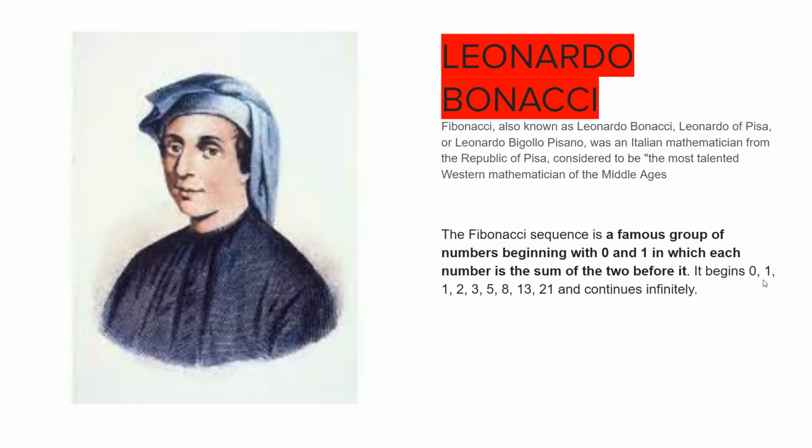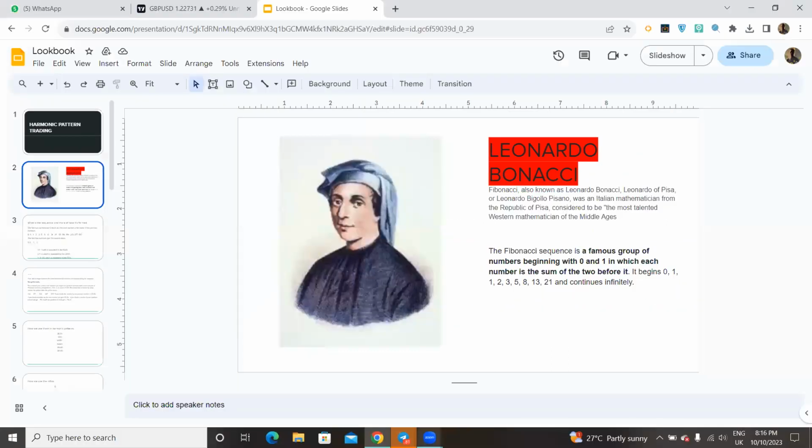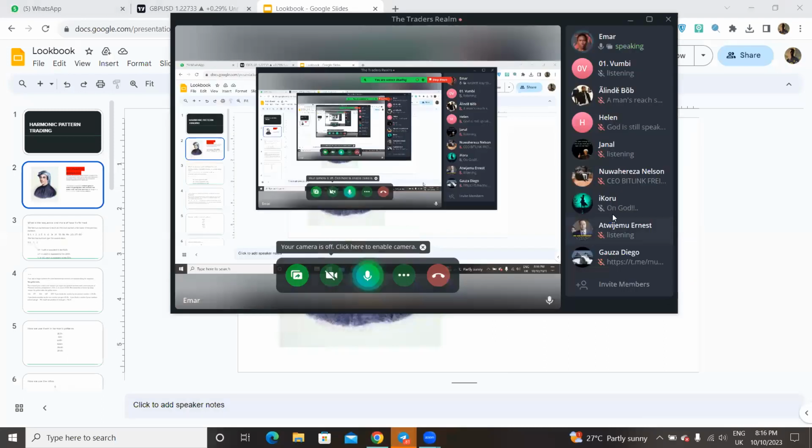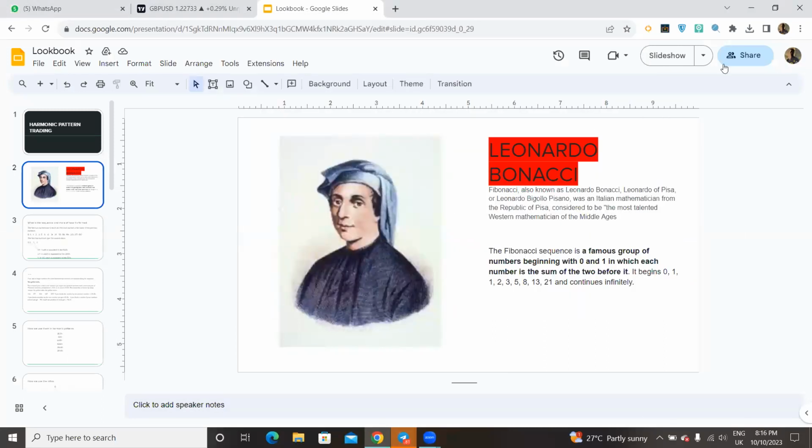If you get this 0 plus a 1, you get a 1. You get a 1 plus a 1, you get a 2. You get a 1 plus 2, you get 3. 2 plus 3, 5. 3 plus 5, you get 8. 8 plus 5 is 13. 13 plus 8 is 21. So it goes up to infinity, right? It goes up to infinity. That's how the whole thing works.